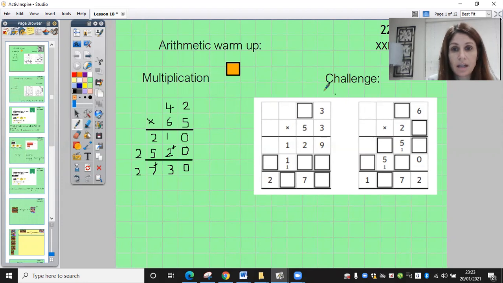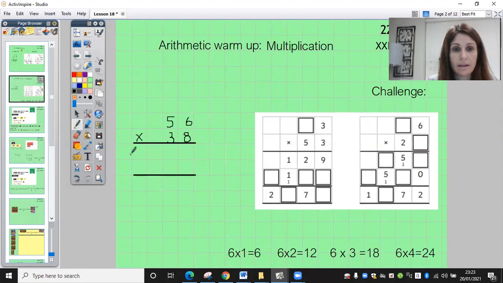So challenge group, I'm going to flip to the next slide, but yours will stay the same. If you didn't have a go at that one, this is your opportunity now to pause the video and see if you can have a go at 56 multiplied by 38. Right, okay, so let's see how you got on.